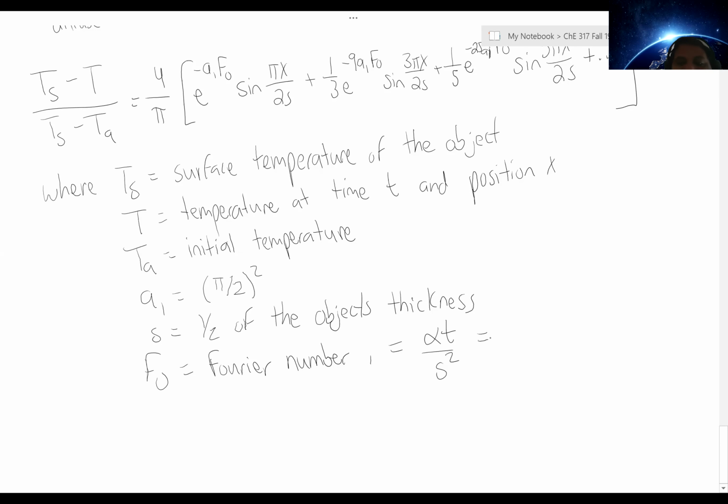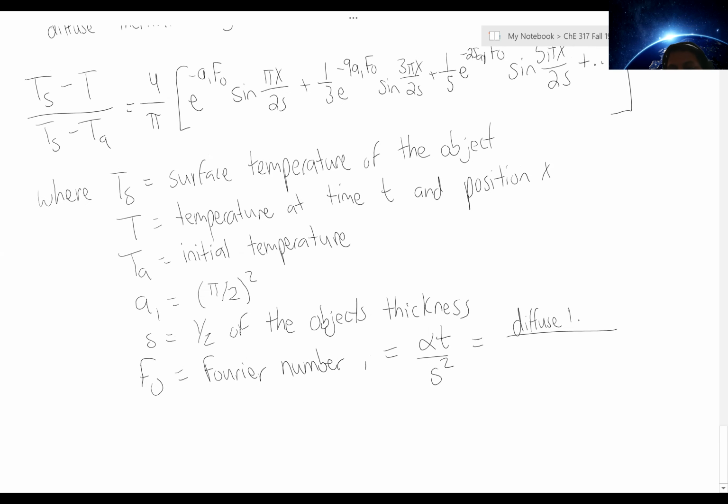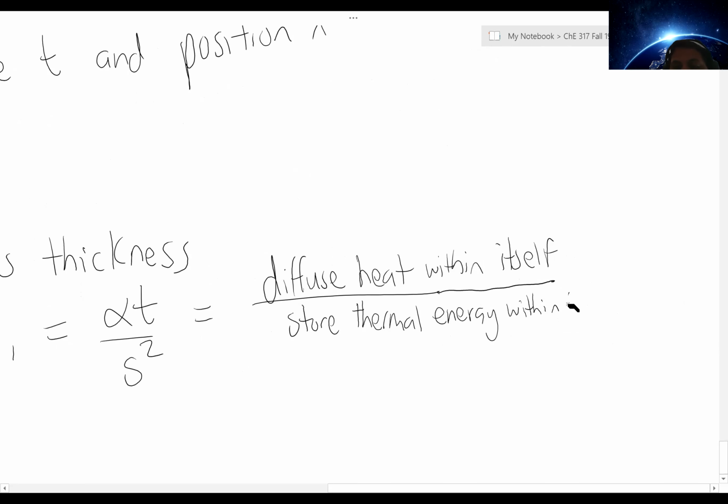It's a Fourier number. If we wanted to define it in words, it exists as a measure of a material's ability to diffuse heat within itself over the material's ability to store the thermal energy within itself. I can clean up my writing.